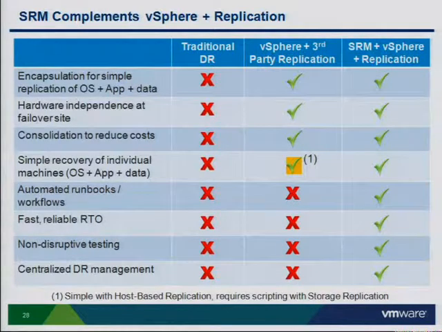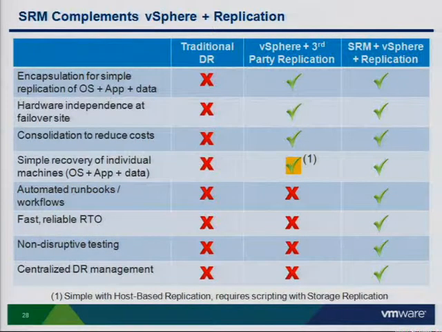So if you compare and contrast traditional DR solutions, which are based in the physical world, versus something as basic as just relying on replication to give you some level of resiliency against disasters, and then what SRM does in combination with replication from our storage partners. This is a quick matrix overview. Effectively, with traditional DR, you don't get encapsulation. You have a lot of hardware dependencies across those sites. You don't get any consolidation benefits. You can't really automate those runbooks. You don't really have a reliable RTO because you can't test this in any meaningful way. If you want to do testing, by the way, it is going to be disruptive, and you don't have a centralized framework behind this, right?